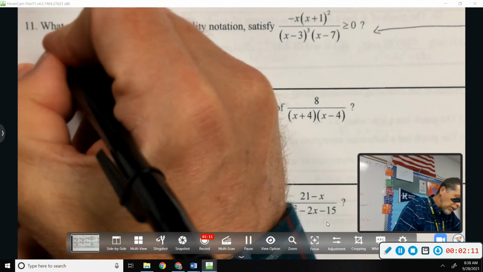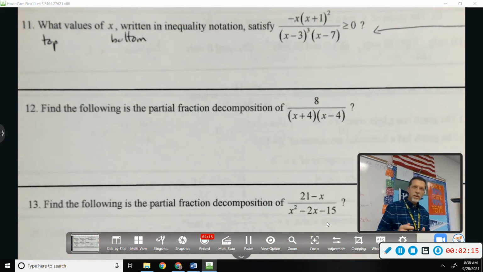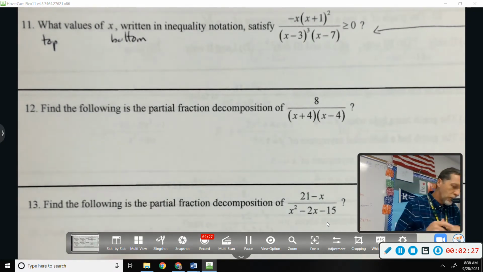Let's see. We want zeros at the top, zeros at the bottom. Put them on a number line, test the intervals. But we remember we have a trick on testing the intervals, right? Like we don't have to test all of them. We know they're going to alternate, except for a double root. So know the shortcut, but know when it works.